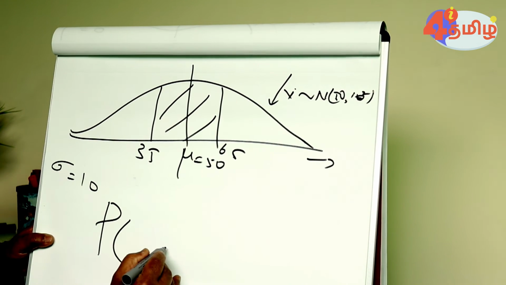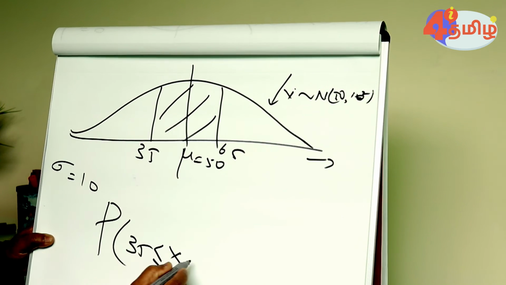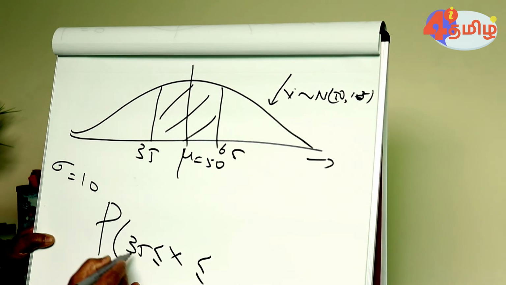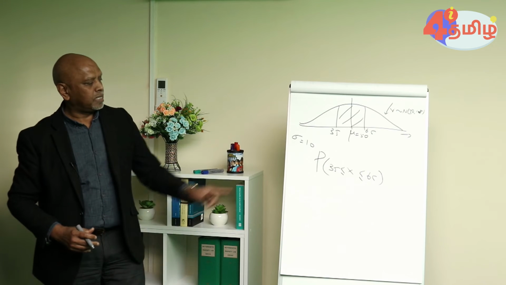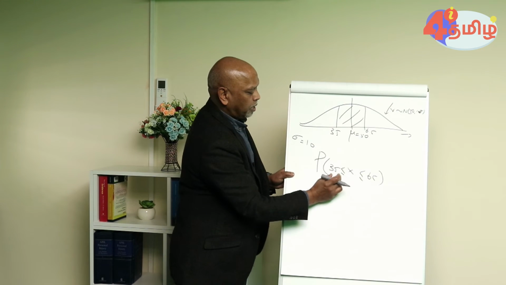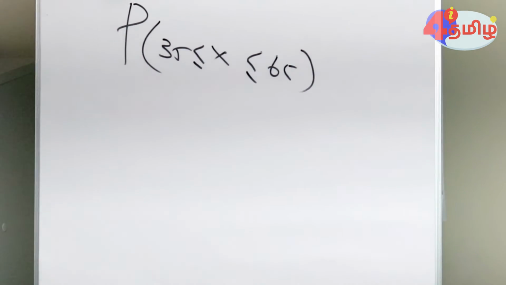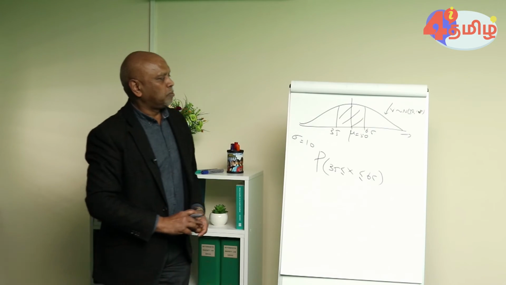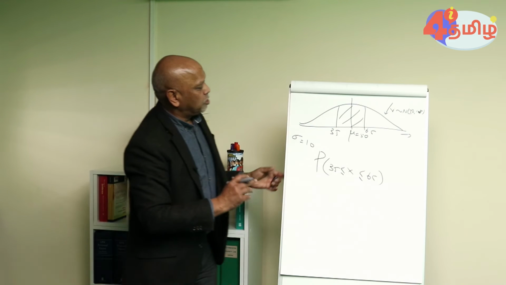How you write it is x greater than or equal to 35, and less than or equal to 65. So the question will be asked like that. What they ask you to find, when the random variable x is anything between 35 and 65, what is the area, or what is the probability? We know that area. So how can we find it? There are two ways to find it.